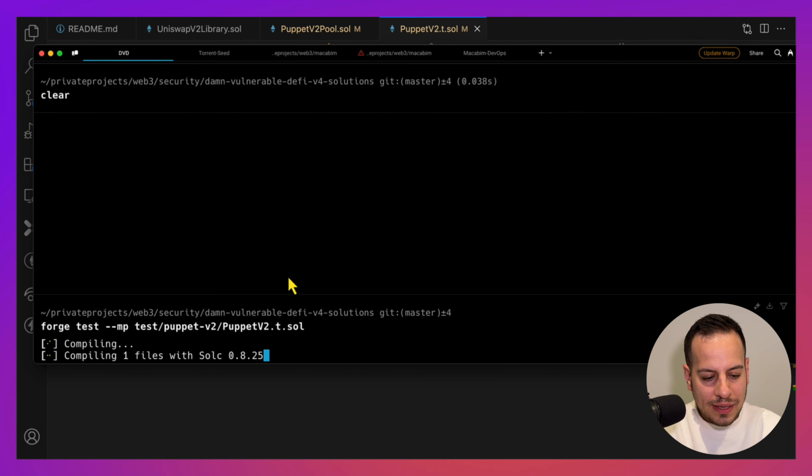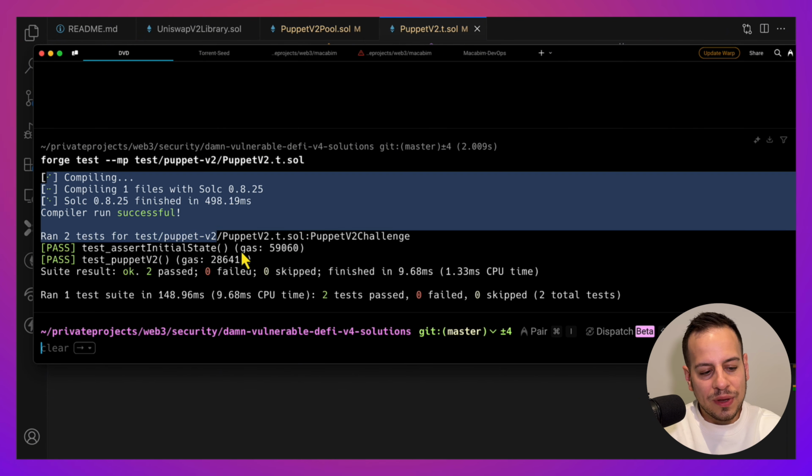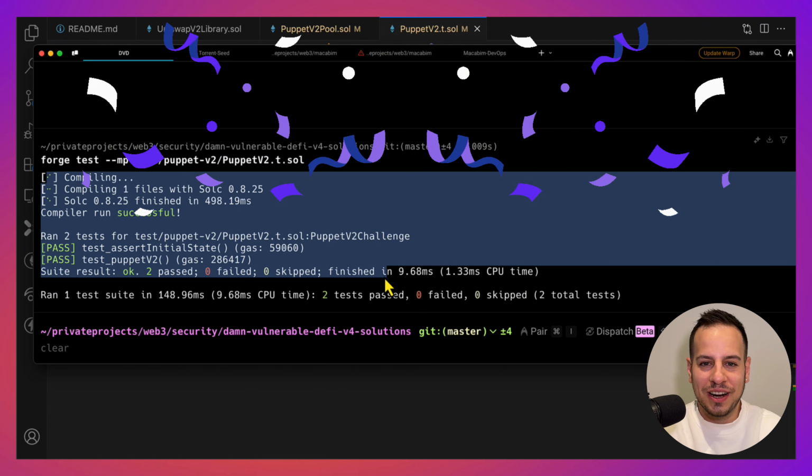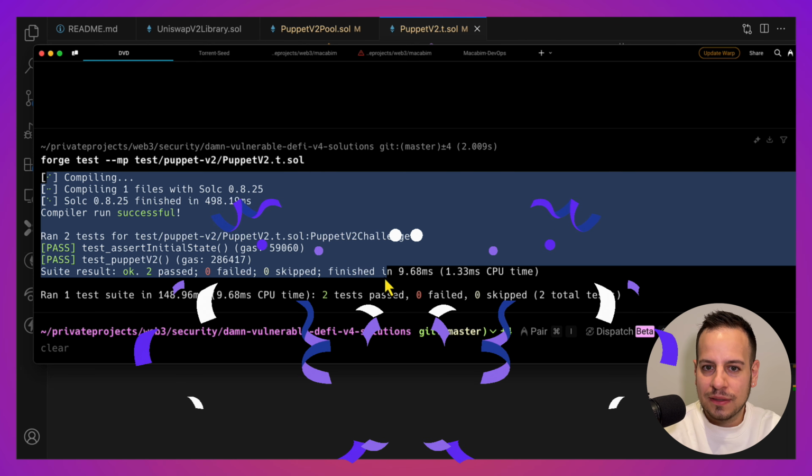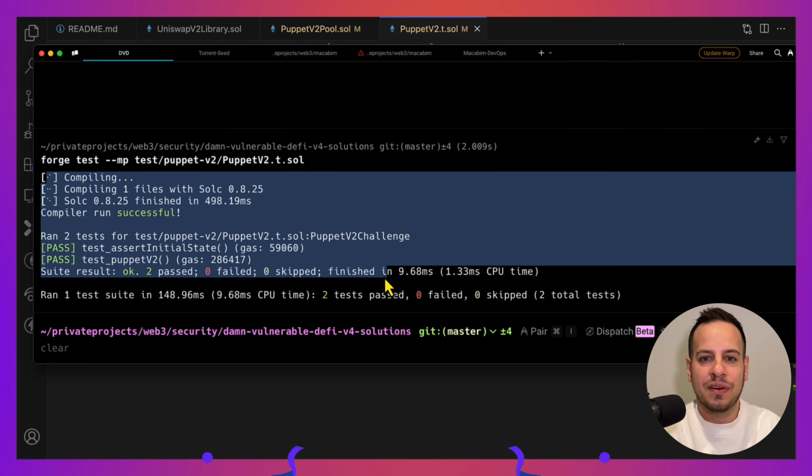Okay, now we're going to run the test Puppet V2 and we can see that the test passed, which means that we were able to break and complete the Damn Vulnerable DeFi V4 challenge 9, Puppet version 2.